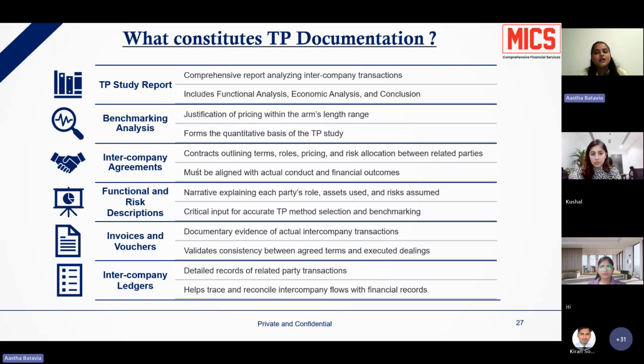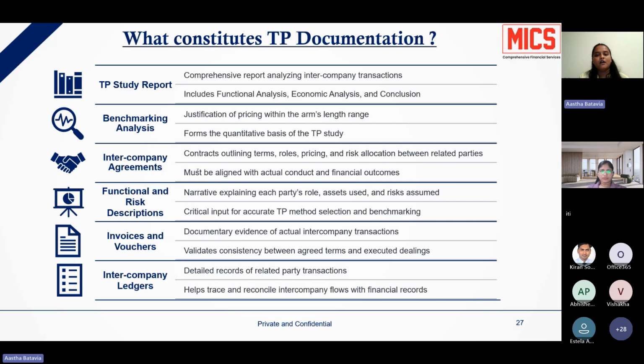And that should also match with the actual conduct, the actual transactions that you are going to incur. If your agreement says one thing, but your financials or your other documents that you are going to present before the FTA say something else, and show a different picture, then expect questions from the FTA. You will be questioned. So this should align with the other documents also.